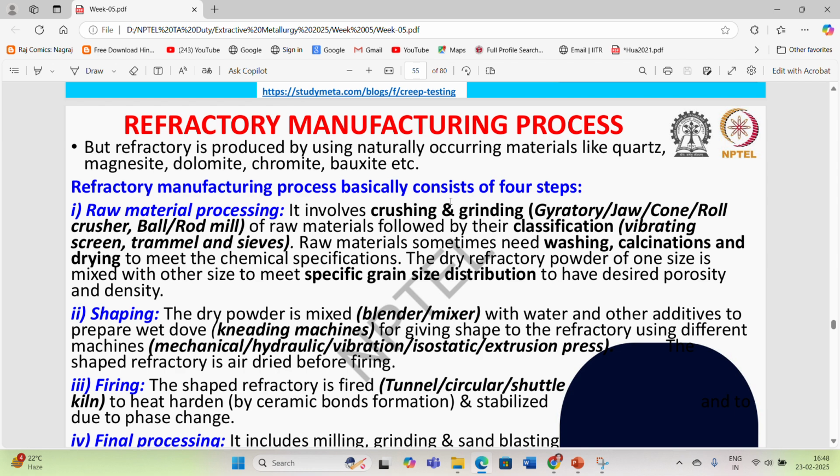Now, if we need a refractory material for some particular conditions, we have to produce that refractory material according to our need by mixing some naturally occurring materials like quartz, magnetite, dolomite, chromite, or bauxite in some defined fraction. With the help of that mixture, we can create the properties that we are going to require.